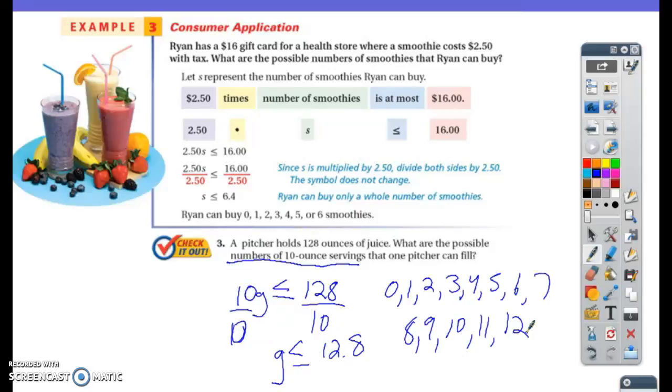for the amount of servings you can have. That's what you're looking for, is servings, and you can't have 8/10 of a serving. People wouldn't have enough, so it's going to be whole number servings for this problem.